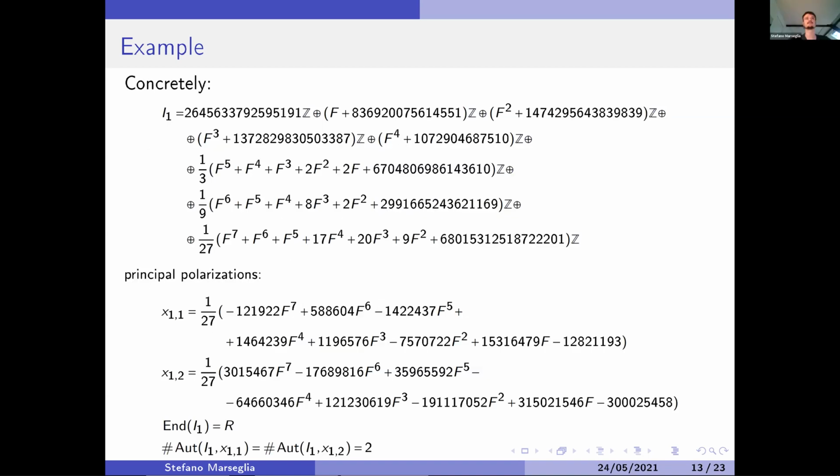All right, so this example. Here is a Z basis, not very pretty, but very explicit. This isomorphism class gives us 2 principal polarizations up to isomorphism, these elements X11 and X12. The endomorphism ring of this Abelian variety is the smallest one, so it's the order generated by Frobenius and Verschiebung. And the 2 principally polarized Abelian varieties both have only 2 automorphisms.